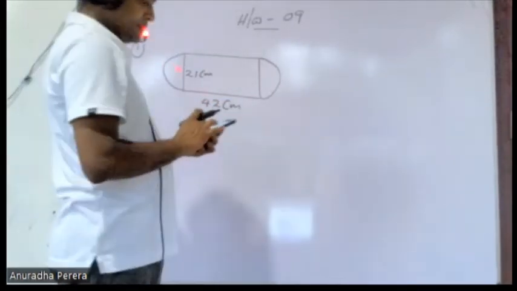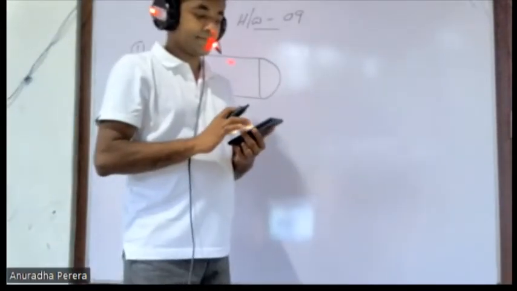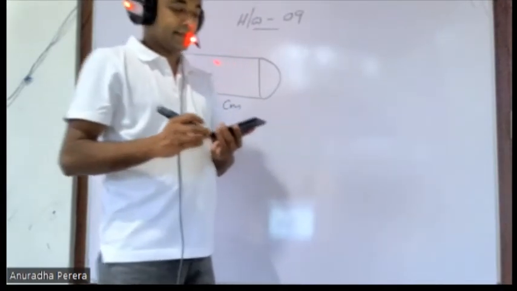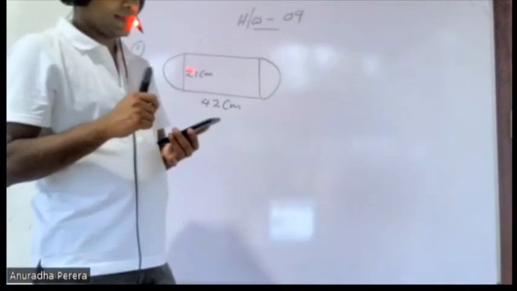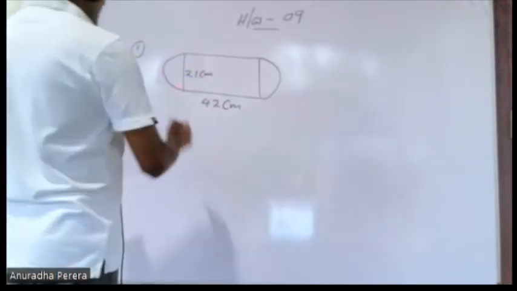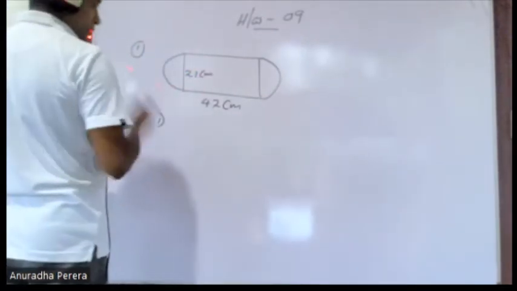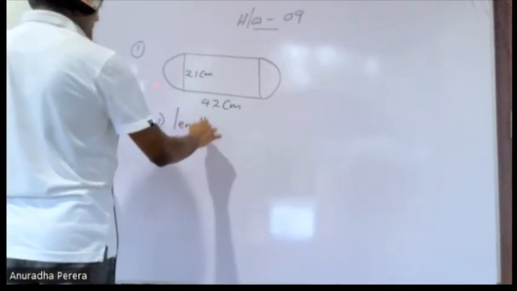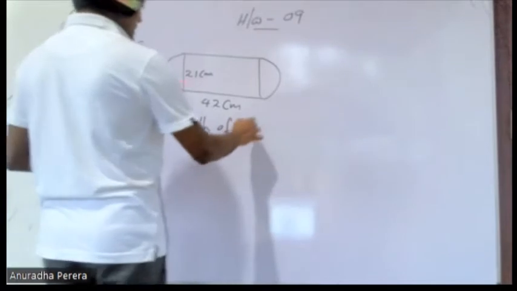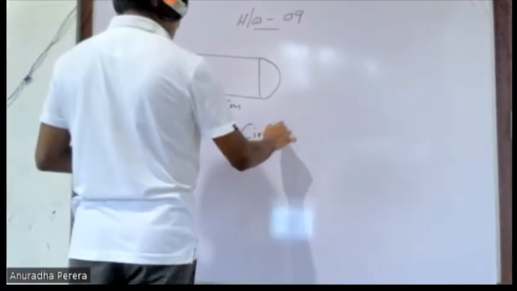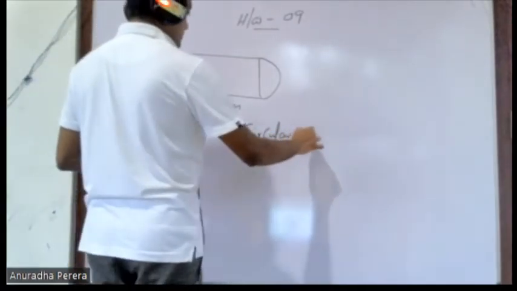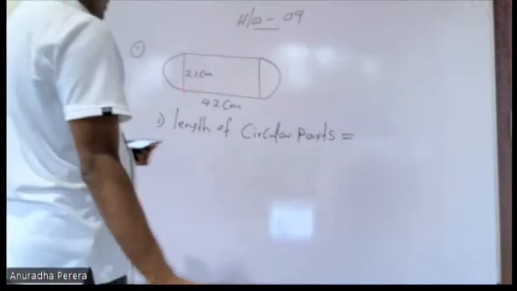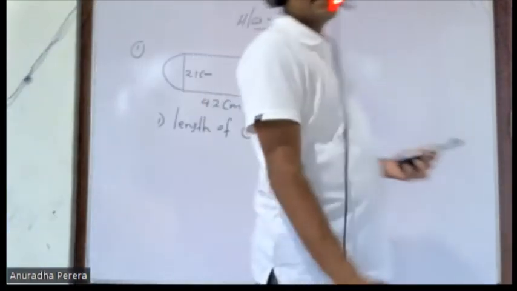The following is a compound plane figure consisting of a rectangle and two semicircles. Find the perimeter of the figure. First, you can determine the length of circular parts.